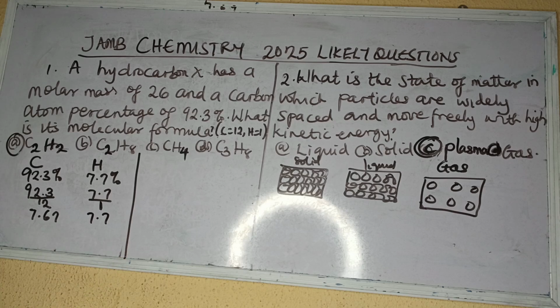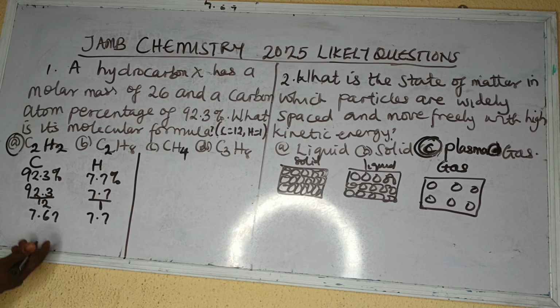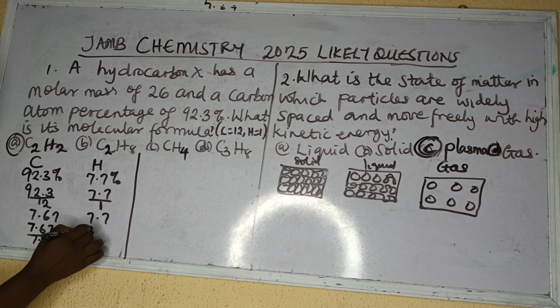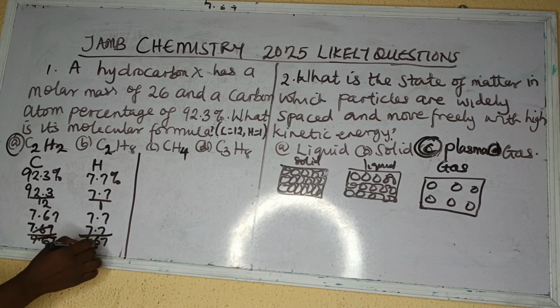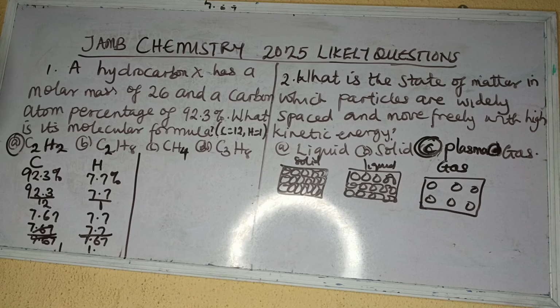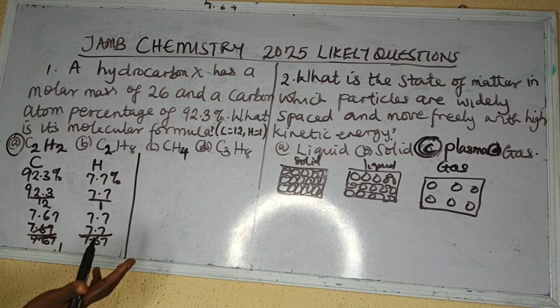The next thing here is to divide by the least value. Which of these is the least? I think they are approximately the same value, almost equivalent to each other. So we divide both values by 7.67, since it is the least and is almost the same as 7.7. Dividing both values, we have 1 here, and here we have 1.000, which is also approximately equal to 1.